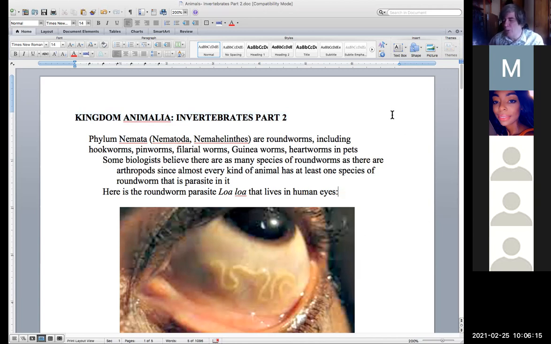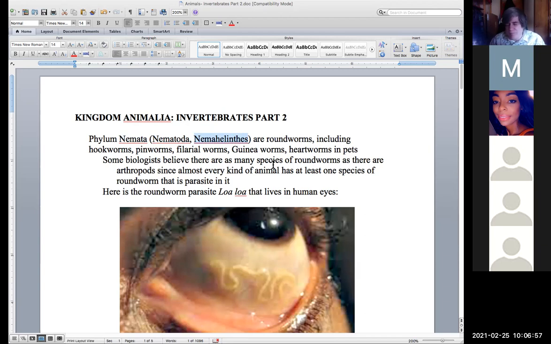So let's look at one more group of worms before we leave. Let's look at the phylum Nemata, or Nematoda, or Nemahelminthes. And these are worms that are commonly called roundworms. This includes some things called hookworms, pinworms, filarial worms, guinea worms. You might have heard of heartworms in pets. A lot of biologists think there are as many roundworms as there are arthropods, the species that is tops on our list of what's been classified and studied.